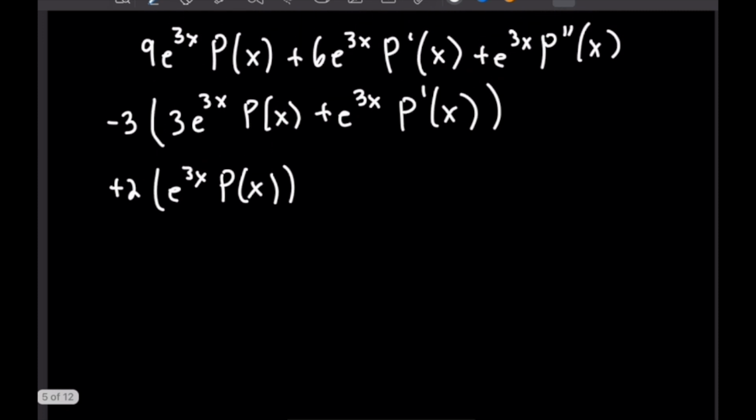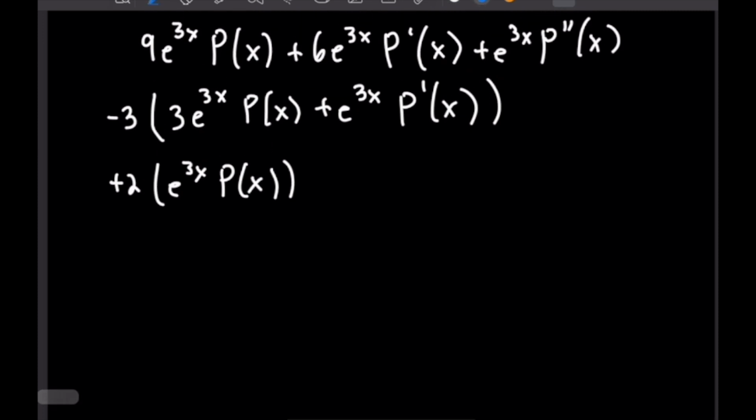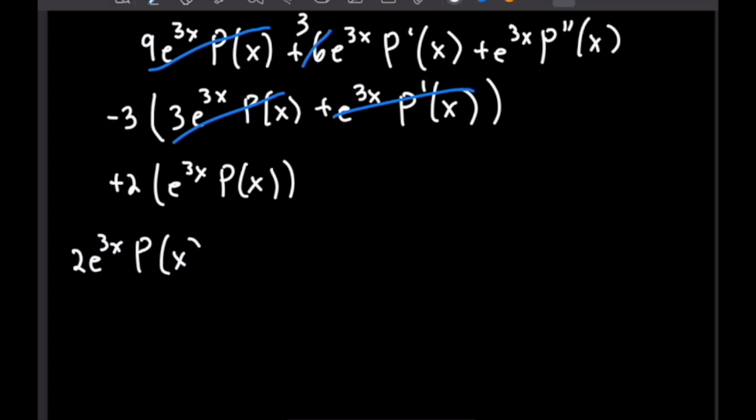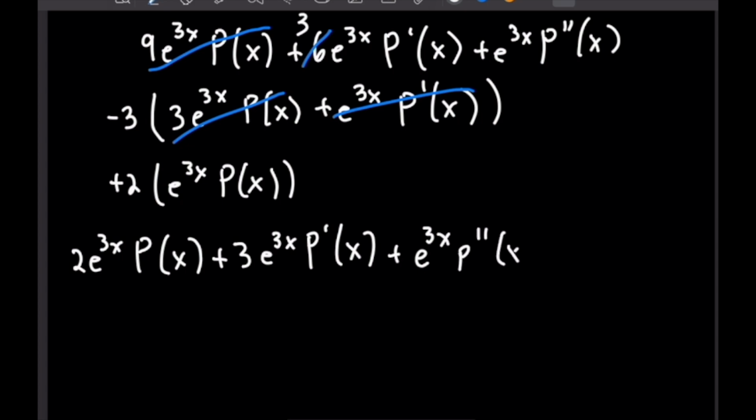Okay, great. So let's go ahead and see what is going to cancel here. Well, we can see that these terms here are going to cancel because of that negative 3 times 3. That negative 3 is going to cancel this completely, and it would cancel this down to a 3. And I believe that's all we can cancel here. So what will we be left with? Well, we'll be left with 2e to the 3x times p of x. Then we'll have plus 3e to the 3x times p prime of x. And lastly, we'll have plus e to the 3x times p double prime of x.